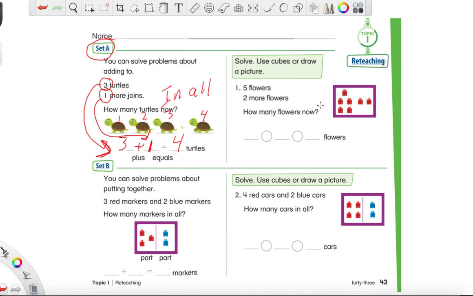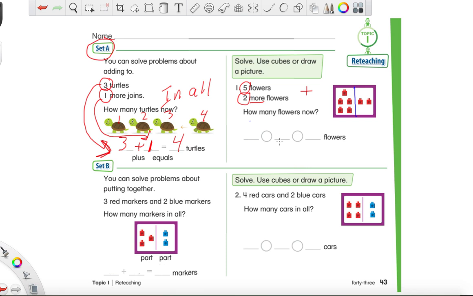I want you to try number 1 over here. I'm going to read it. Make sure you circle everything. 5 flowers. Circle 5. 2 more flowers. Now, normally when we see the word more, that means we are going to add. Okay? It is going to be a plus sign. How many flowers now? And they give you a picture to help you guys out. Now, I'm kind of upset that they didn't put this in 2 separate parts. So I'm going to draw a line for you. We have 5 here and 2 here. Make an addition sentence and give me the answer.